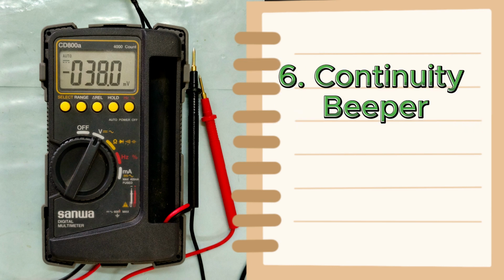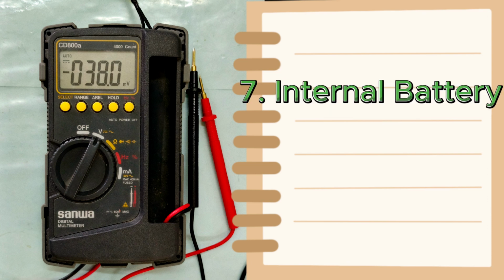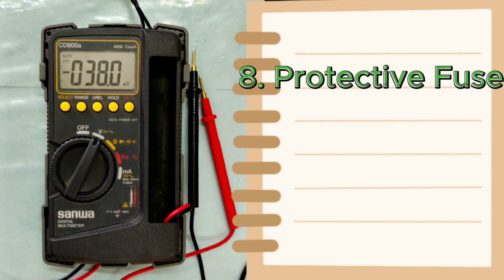6. Continuity beeper. Function: produces an audible beep when a circuit has low resistance, indicating continuity. Useful for quickly identifying broken circuits. 7. Internal battery. Function: powers the multimeter's digital circuitry. Maintenance: replace the battery when the low battery indicator appears. 8. Protective fuse. Function: protects the multimeter from overcurrent damage. Commonly found near the current measurement input terminals.